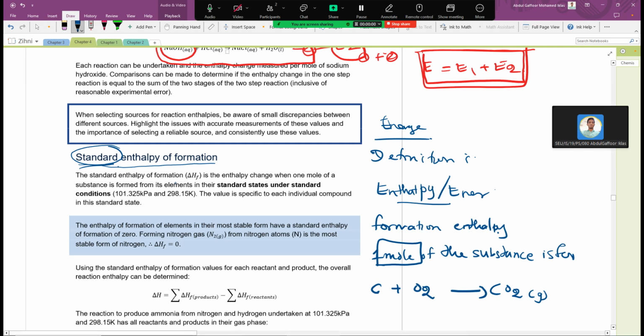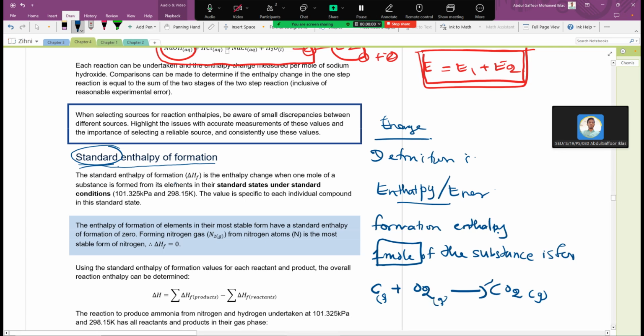And carbon, in which state does carbon exist? Oh wait, sorry, my thing had been muted. Carbon in solid state, right? Yeah. Okay. Then again, oxygen in gaseous state.